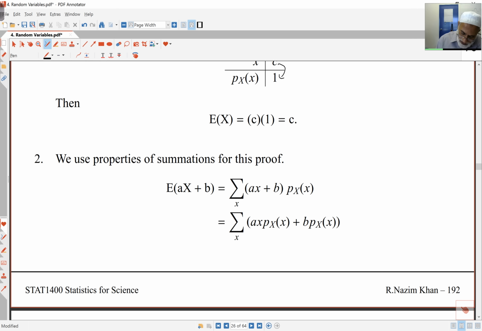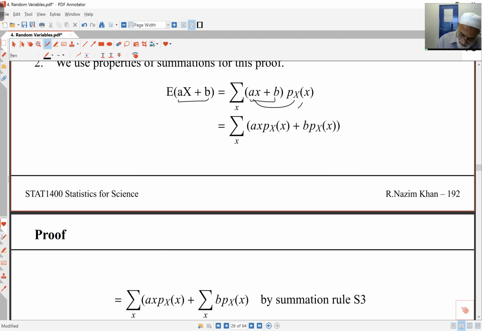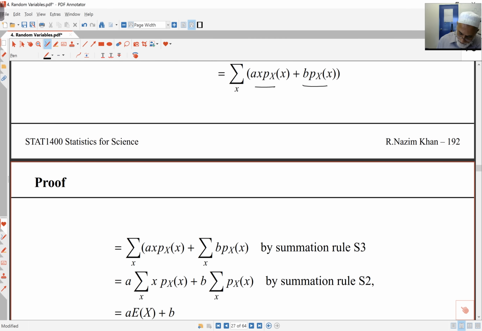To find the next one, I'm going to use properties of summation. The mean of ax plus b means I have ax plus b times the probability mass function. I'm going to split this up: it's ax times the probability mass function plus b times the probability mass function. Now I'll separate this out: the ax times p(x) is one term, and this is another term. I'll break this into two sums.